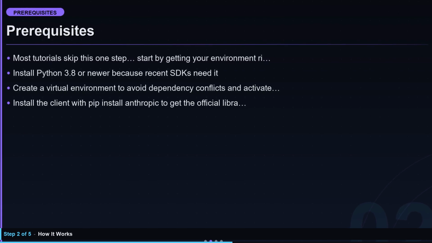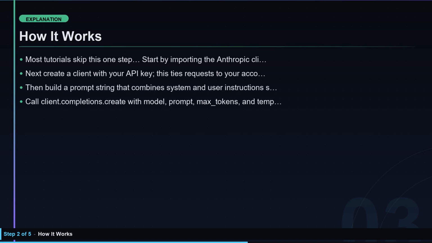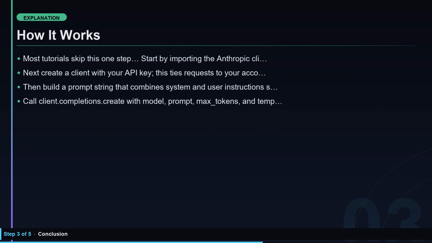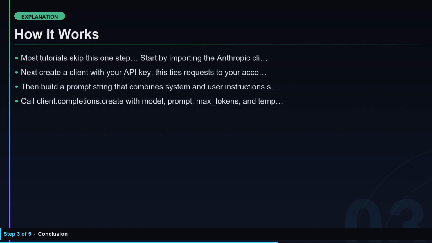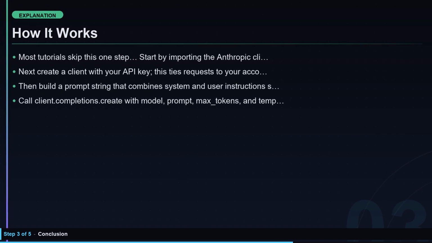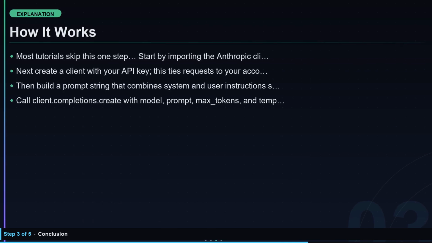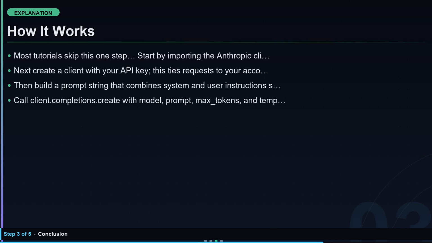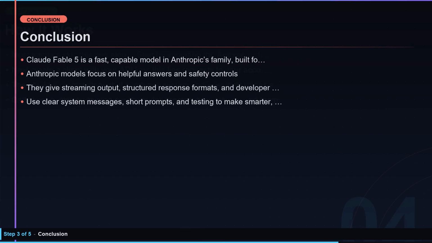Start by importing the Anthropic client so you can call the API. Next, create a client with your API key. This ties requests to your account. Then build a prompt string that combines system and user instructions so the model knows context. Call client.completions.create with model, prompt, max tokens, and temperature to generate text. Await the response and read response.completion to get the model output. Always catch errors and respect rate limits. The API uses prompt/response parameters and supports streaming.